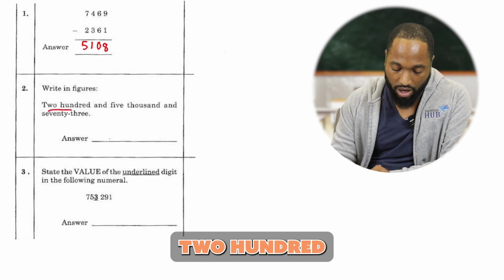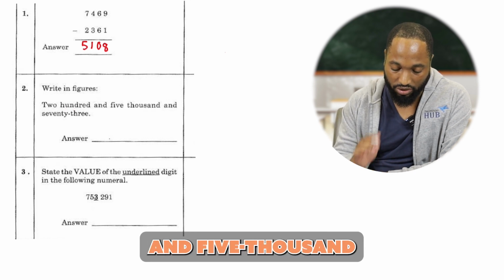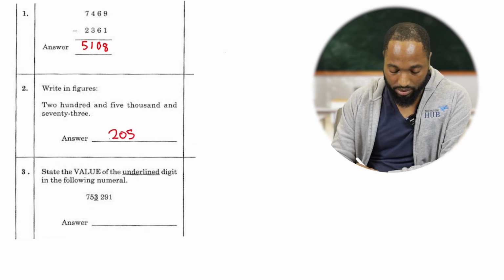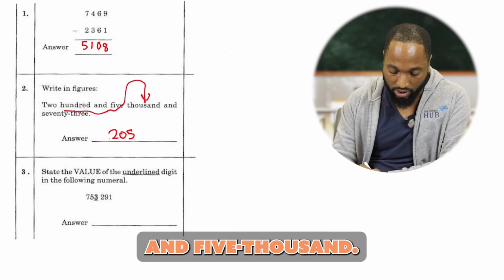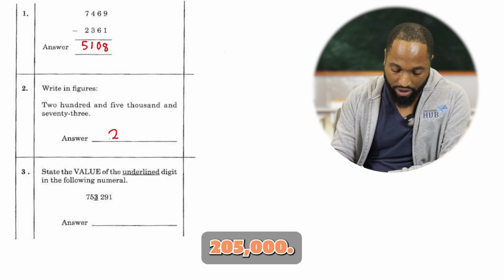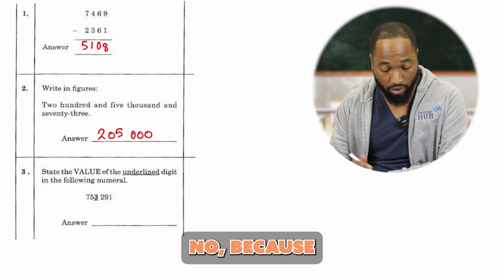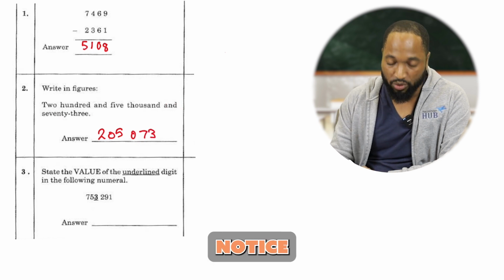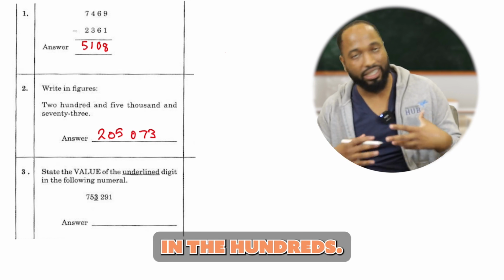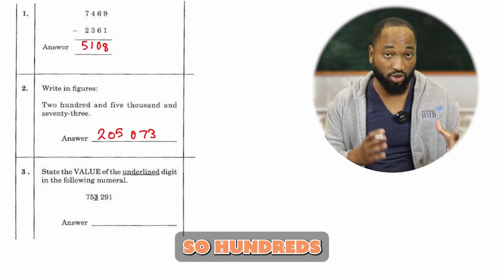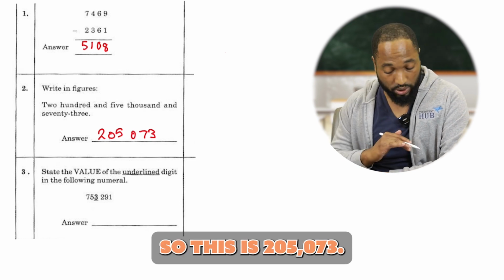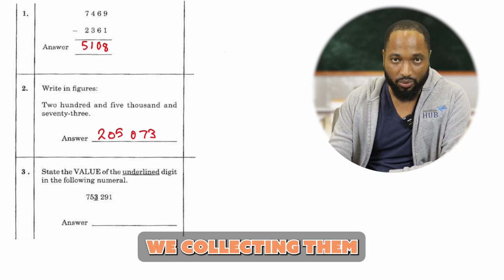Write in figures 200 and 5,073. 205. So is it that? No, it's 205,000. So is it that? No, because there's a 73. So 73 will sneak in here. Notice there was no number declared in the hundreds place value, so we'll just leave that as 0. So this is 205,073. Brilliant. We're collecting their marks.